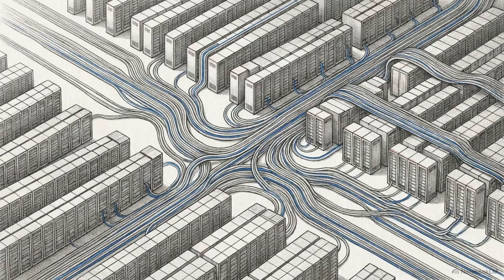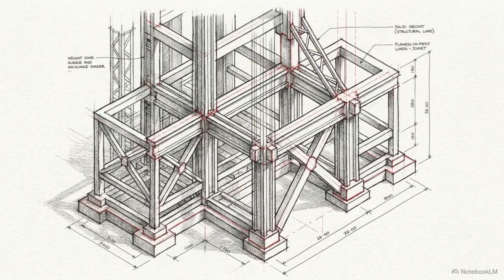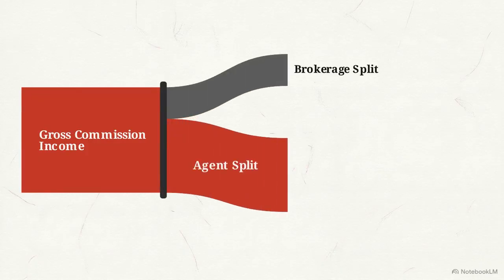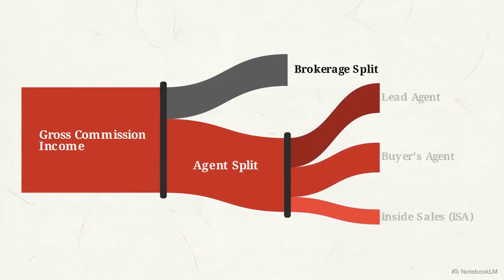Commission accounting operates as a multivariable routing network, where every input can trigger a change in the final output. To eliminate the bottleneck, brokerages must move past static ledgers and adopt a dynamic systems architecture. We begin with the absolute baseline: gross commission income, entering from a single closing. A logic gate divides this flow into brokerage and agent splits. The agent split then hits a secondary node, splintering to separate shares for lead, buyers, and inside sales agents.